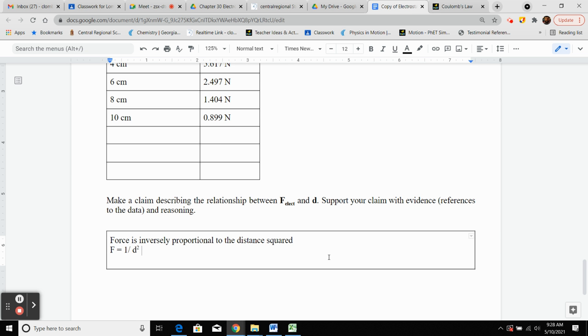Now, if you vaguely remember, when we briefly talked about universal gravitation, the equation's up top over there. F is equal to big G m1 m2 over d squared. It's an inverse square law. So what has a greater effect on the force? The distance or the charge?